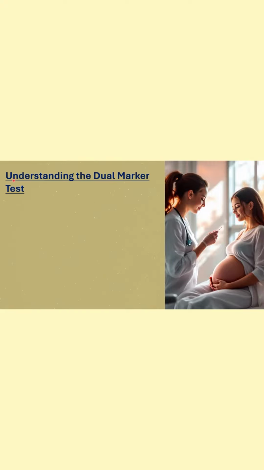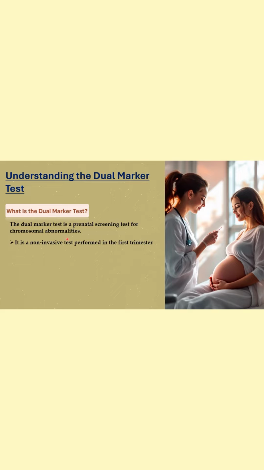In today's short video, I will be discussing the dual marker test. So what is this dual marker test? It is a screening test generally performed in the prenatal period for assessing the risk for chromosomal abnormalities. It is a non-invasive test and performed in the first trimester of pregnancy. And this test assesses the risk of chromosomal disorders like Down syndrome, Edwards syndrome, and Patau syndrome.